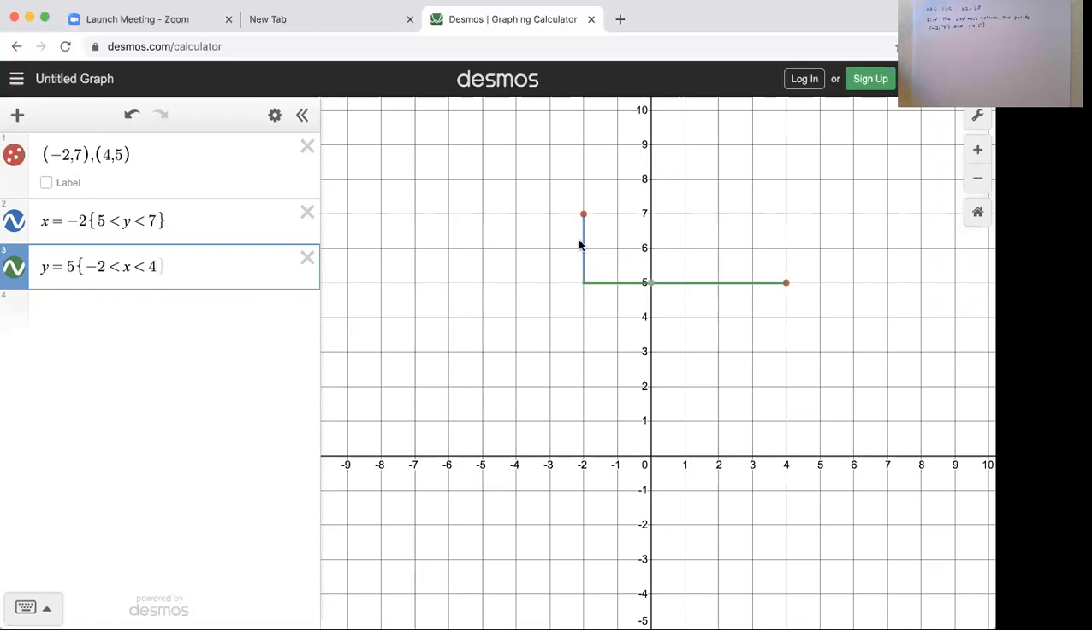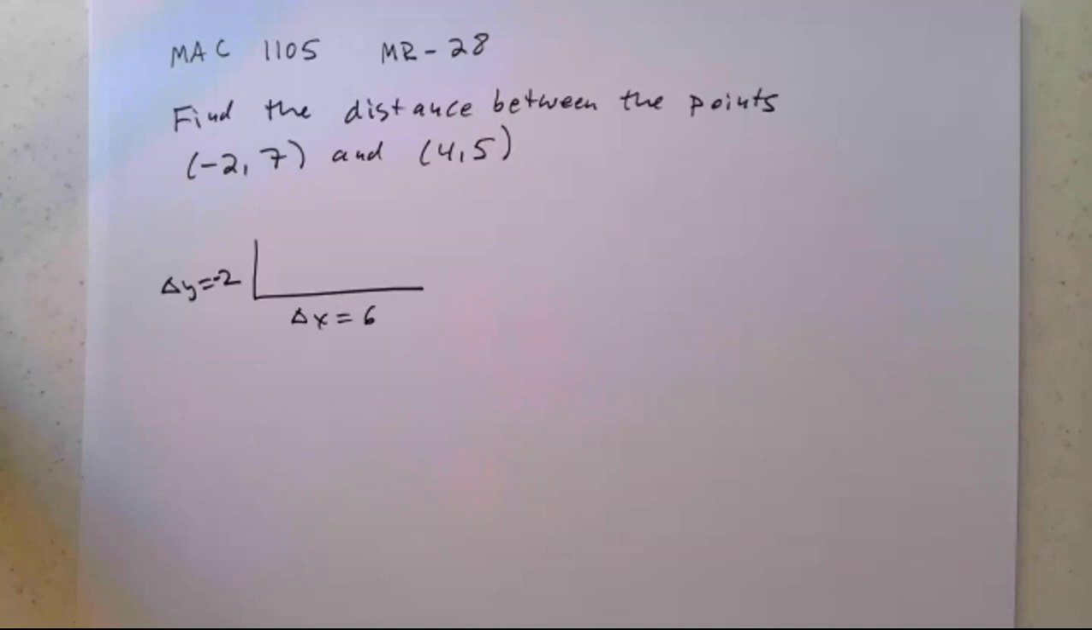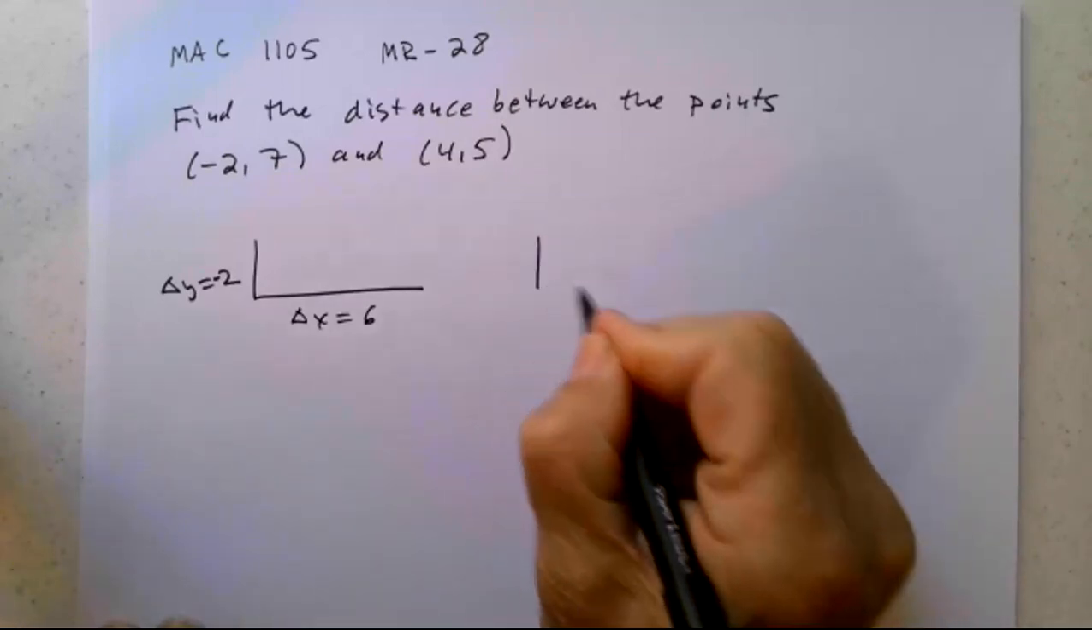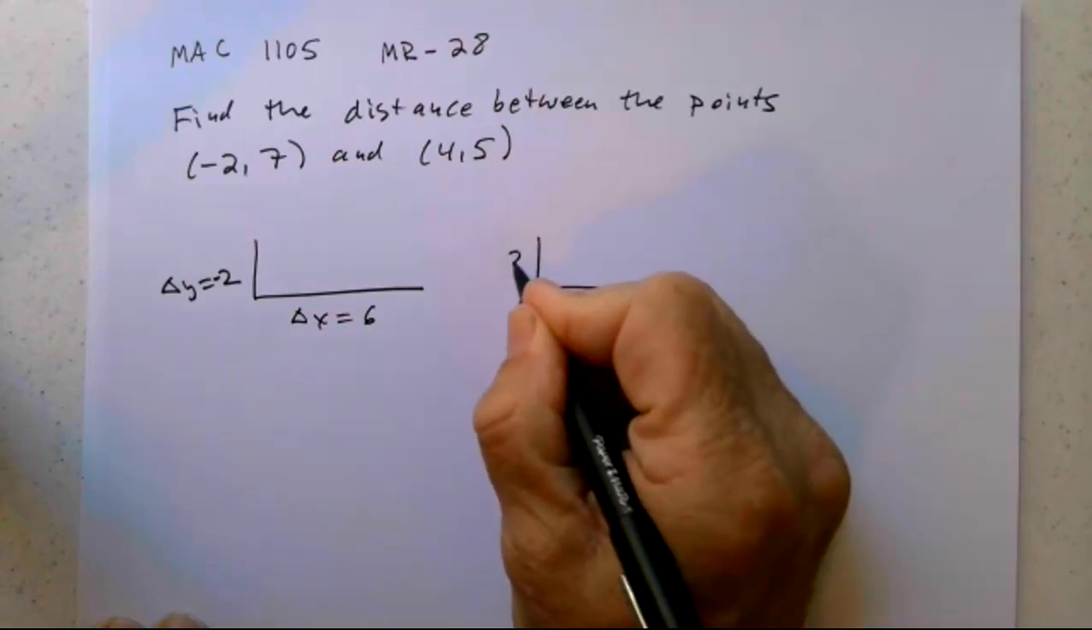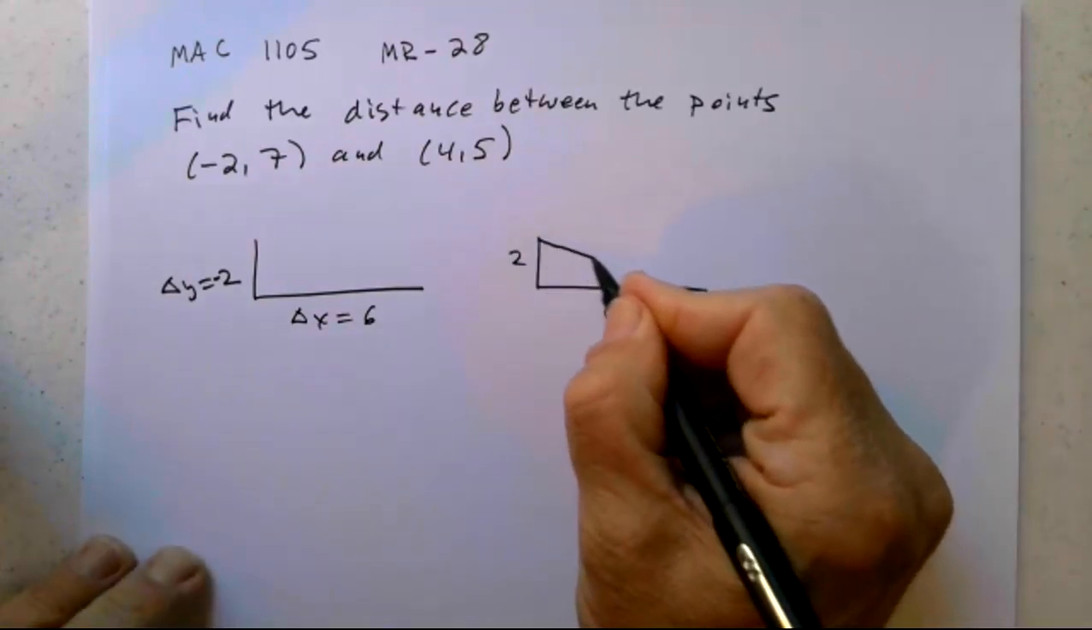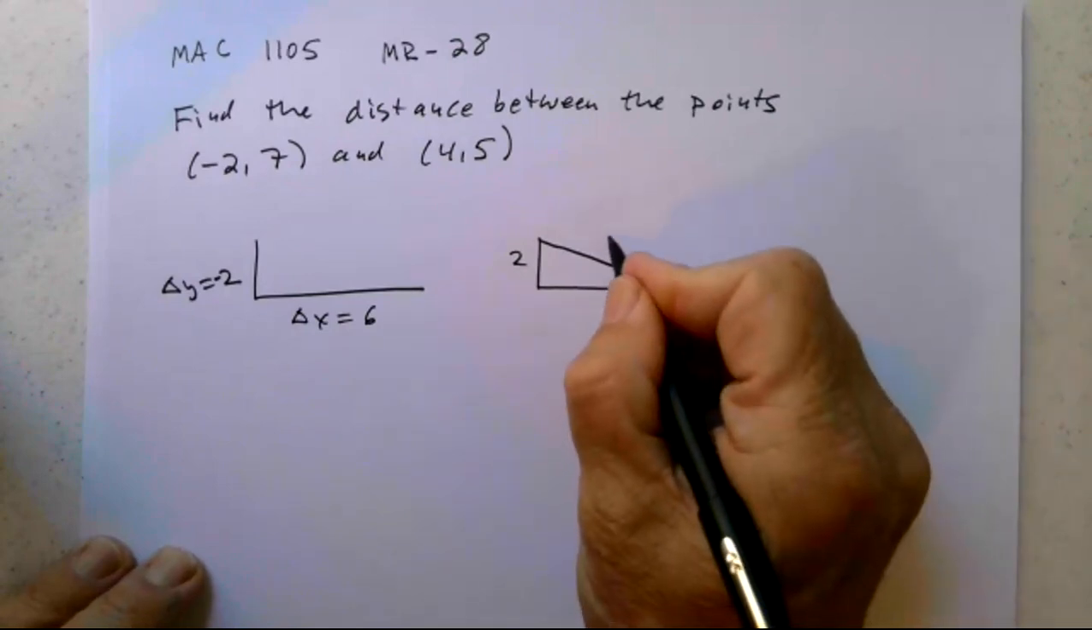So if we're looking at it, this side has length 2, and this side has length 1, 2, 3, 4, 5, 6. So if I'm going to draw that triangle on my paper, the change in y is 2, or -2 if you'd like. Change in y is -2, but the length is 2. And the change in x, 1, 2, 3, 4, 5, 6, the change in x is 6. So our lengths are 2 and 6. Here is the distance. The distance is the third side of the triangle.